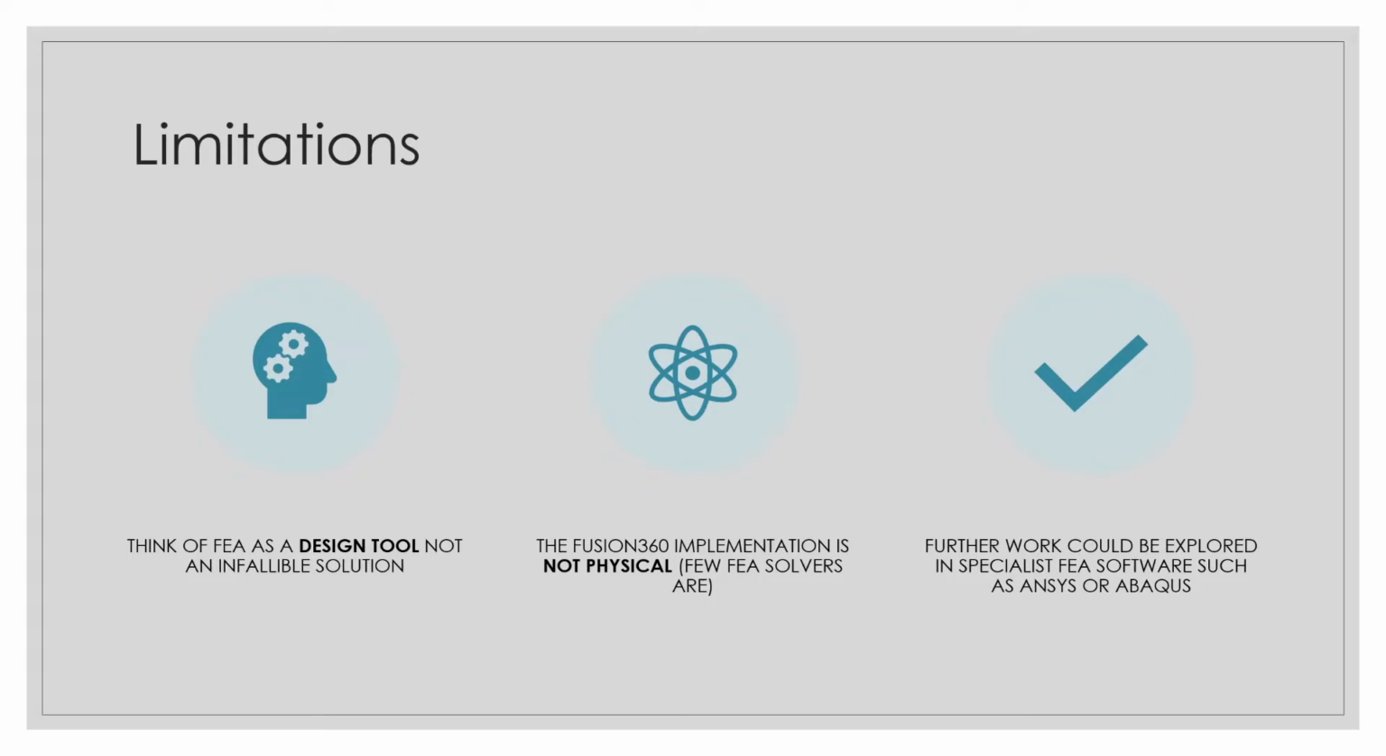Some of the limitations of FEA: you should try to think of FEA as a design tool, not an infallible solution. You're certainly not going to get research level accurate results from Fusion360's implementation. It's not physical. Very few FEA solvers are. But you could use improved FEA solvers like maybe the ANSYS Workbench or Abaqus if you really care to get as accurate a result as you're going to get from software. But that's neither here nor there.